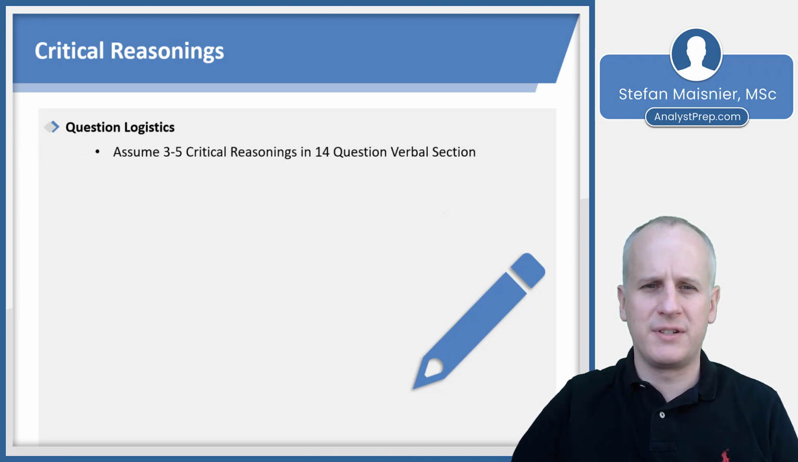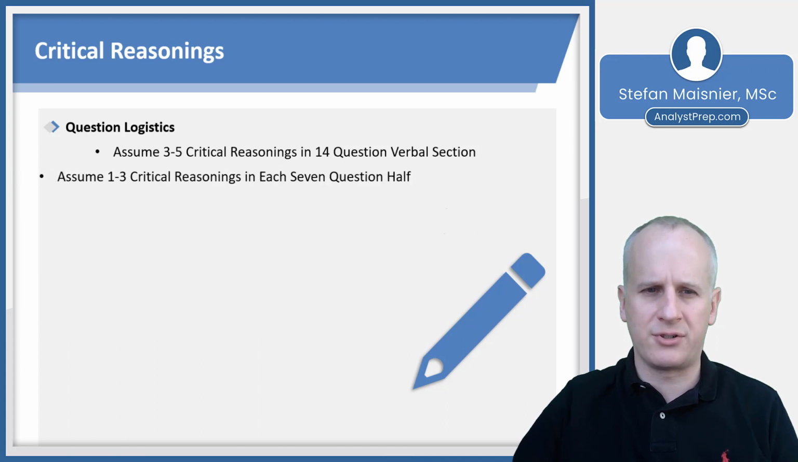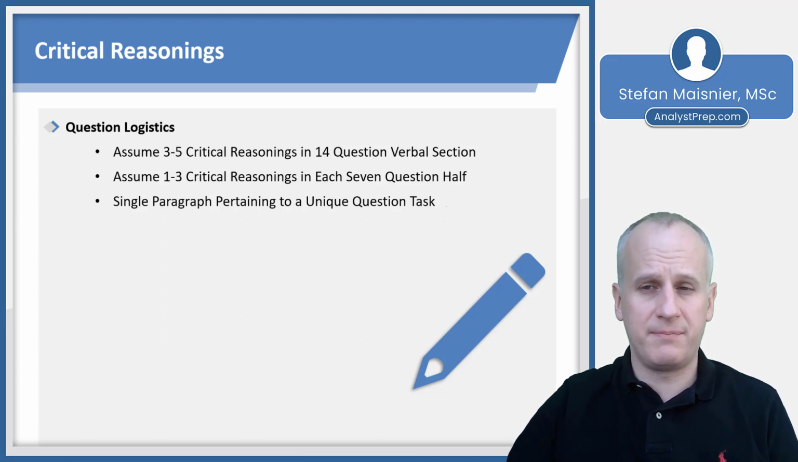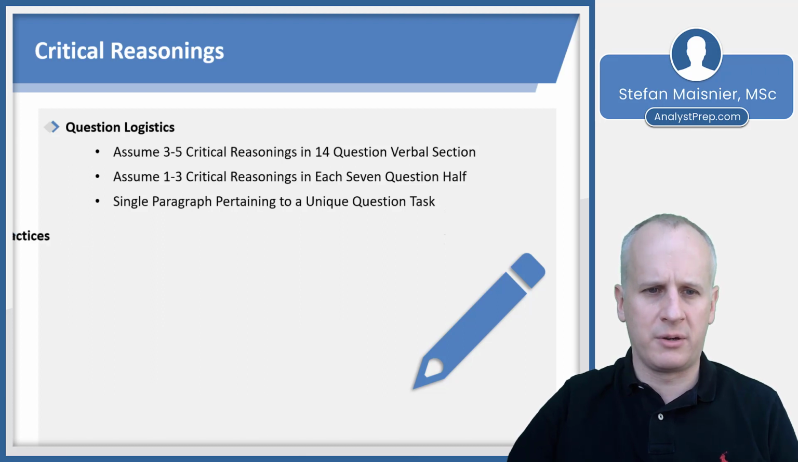First, we assume there's going to be somewhere between 3 to 5 critical reasoning style questions in the 14-question verbal section. You're going to assume 1 to 3 critical reasonings in each 7-question half. And there's going to always be a single paragraph pertaining to a unique question task. So there's just a little bit of information, and then you have to address whatever the individual question task is. In this case, potentially weaken the argument.